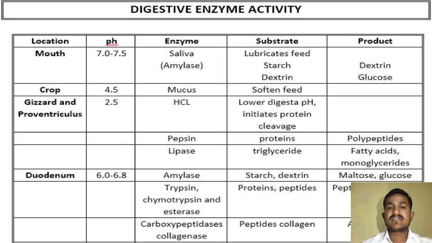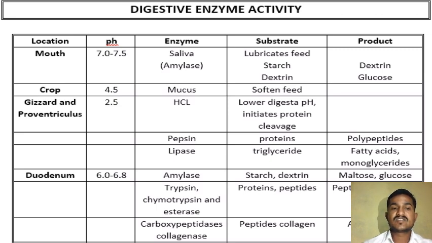This salivary amylase acts on the feed, such as starch and dextrin. Understand? Salivary amylase acts on the starch and dextrin. Then this starch and dextrin are broken down, converted into dextrin and the end product, glucose. Clear? That is the physiology of digestion, meaning the physiology of the mouth cavity.